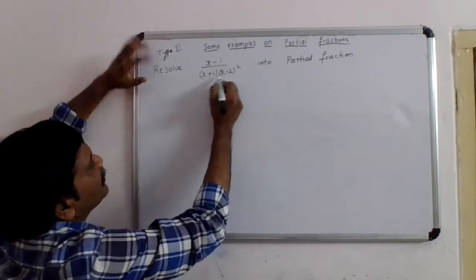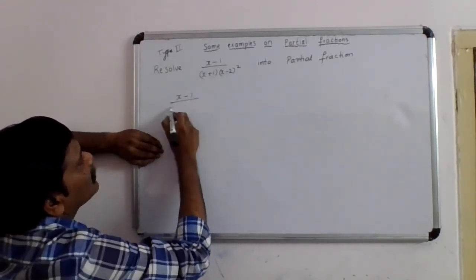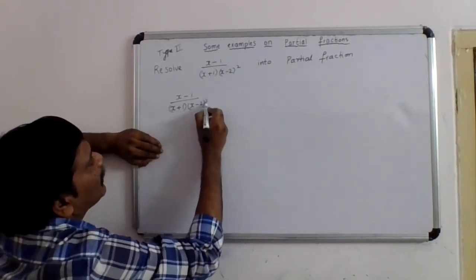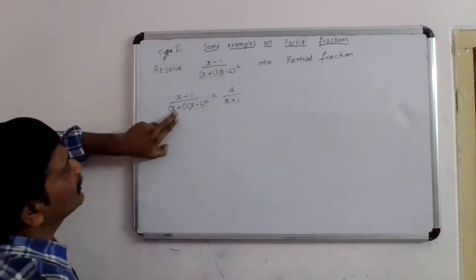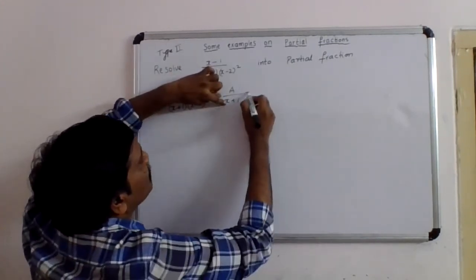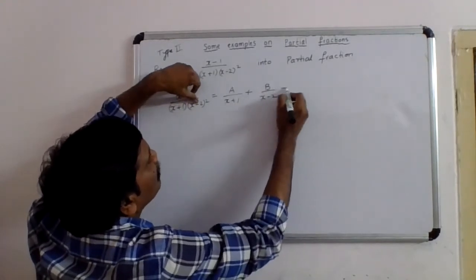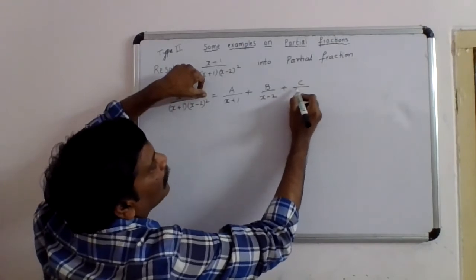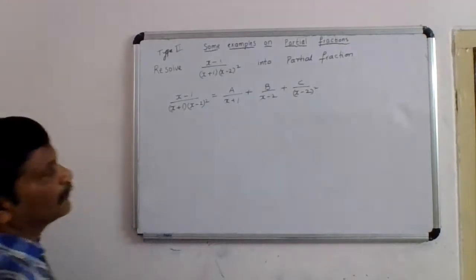So if any of the linear factors is repeating, then we have to do like this: (x minus 1) by (x plus 1) into (x minus 2) whole square can be written as a by (x plus 1) for this linear factor, one constant by x plus 1, for this linear factor b by (x minus 2). This is repeated twice, so we require one more linear factor, c by (x minus 2) whole square.